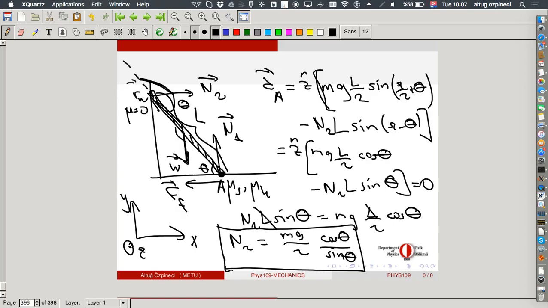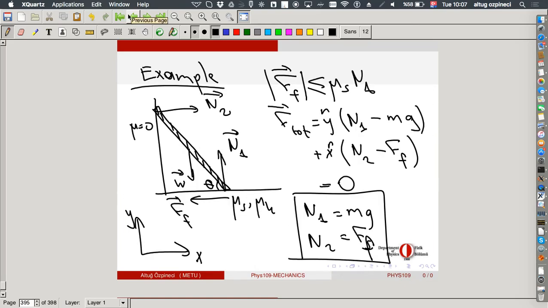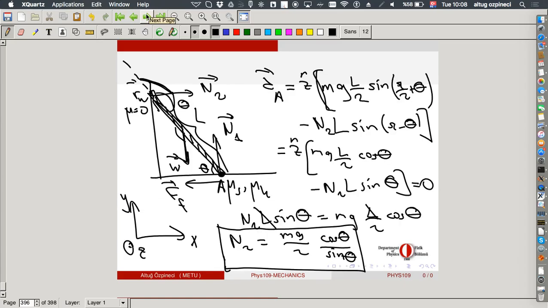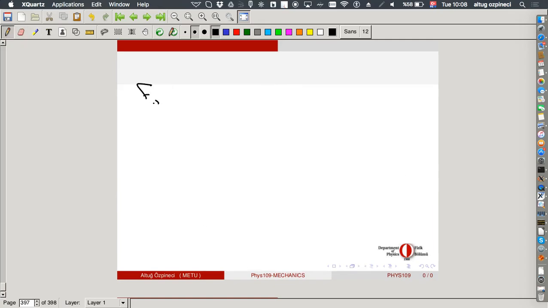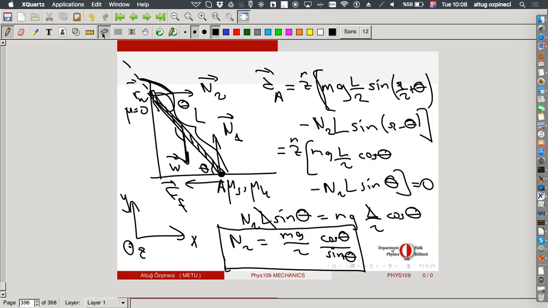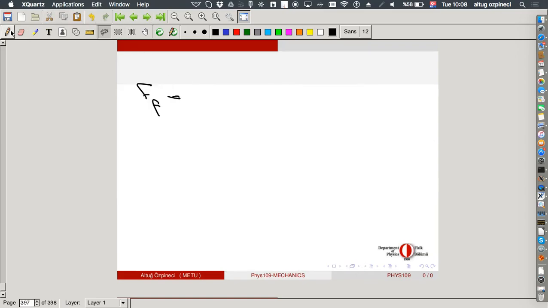So we already determined another unknown. We didn't know N1. Well, from the total force equal to 0, we had already determined N1, it should be mg. Here we had a relation between the unknown friction force and N2. And now from this torque equation, we have determined N2 because everything else we already know. Since we know N2, we already know the friction force, which is equal to N2, which is this one.